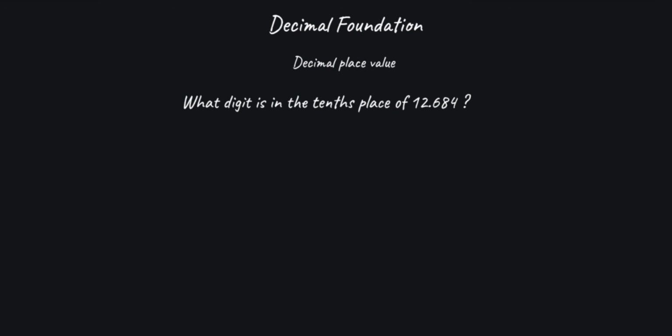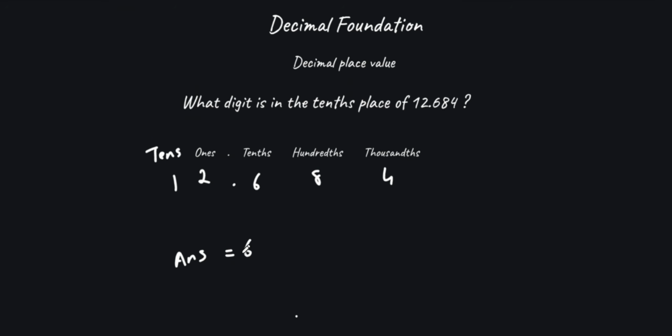So here's another question. What digit is in the tenths place of 12.684? Well, remember, we have ones, here we would have tens, right? And for the tenths place, we know 6 would be the answer. So our answer would be 6.